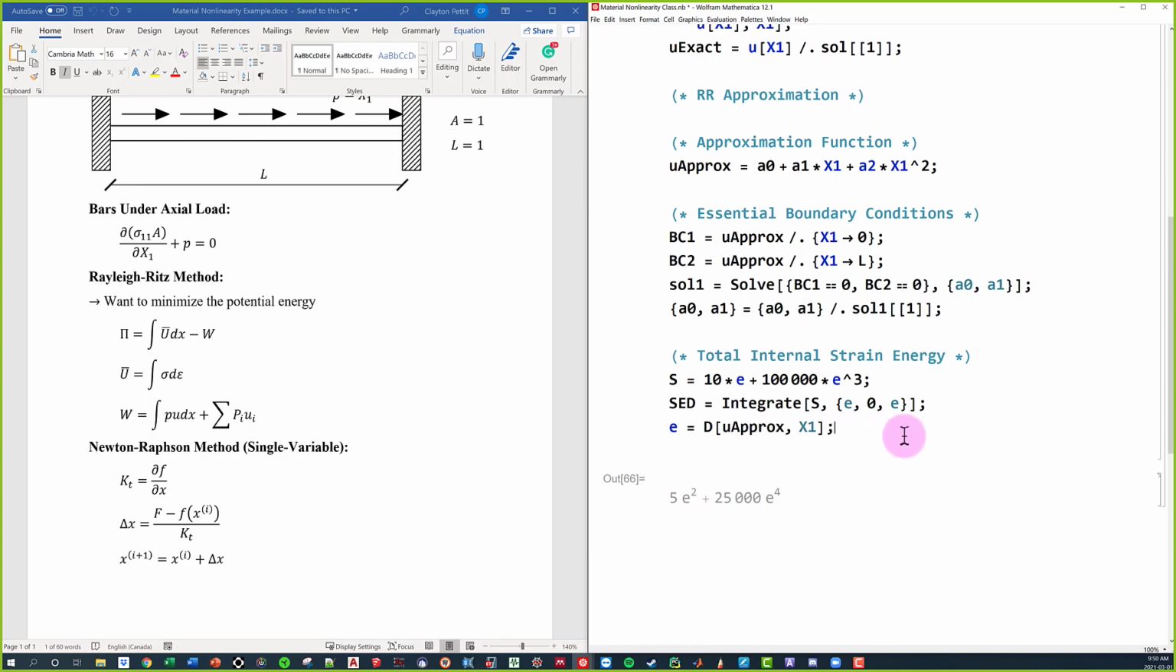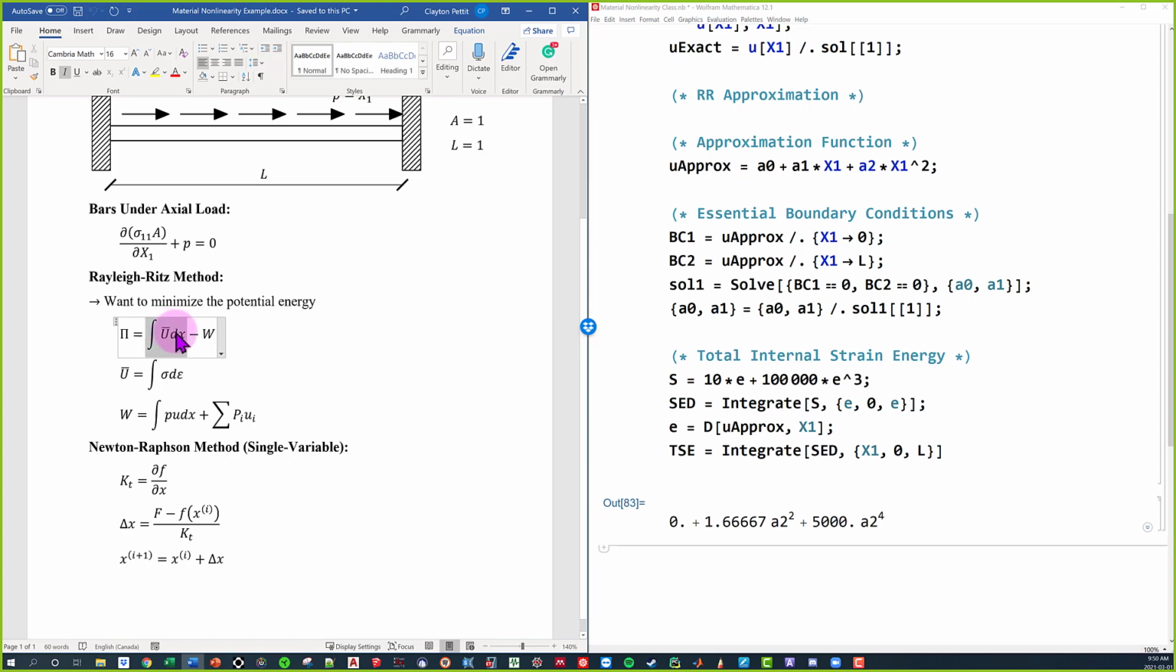And the reason we're doing this is because when we integrate for our total strain energy, this integral out here is with respect to the beam. So we actually have to have things in terms of displacement. So I'm going to come down here and say my total strain energy is going to be the integral of our strain energy density, and now we're going over the beam itself. So we're going to go from x1 equal to 0 to L. If I run this, this is now our total strain energy. So this is this integral right here.